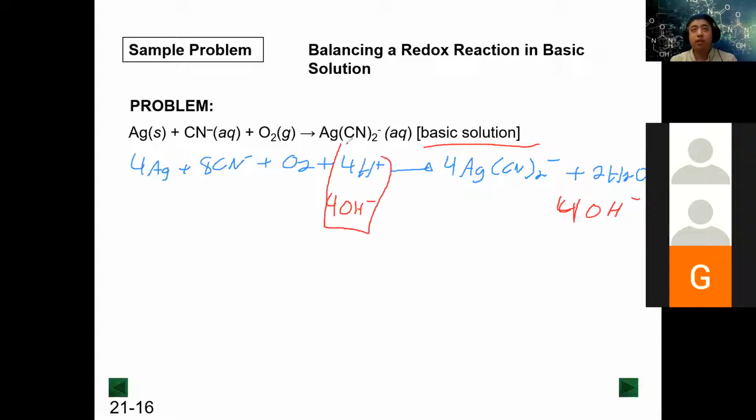And with that said, this suddenly changes into 4H2O. Okay. And once it becomes 4H2O, I can cancel things out. I can cancel out this entire thing. And this now becomes 2H2O. So using that information, I'm going to rewrite my entire equation now.